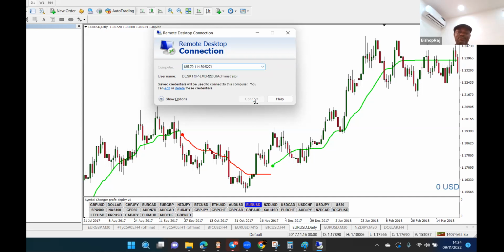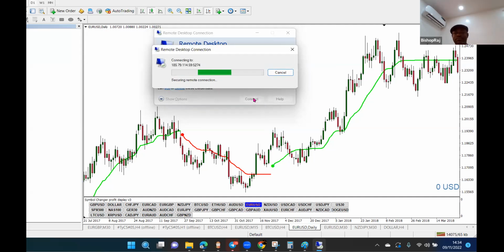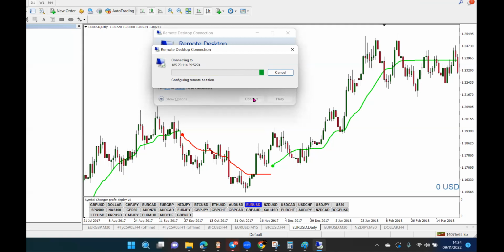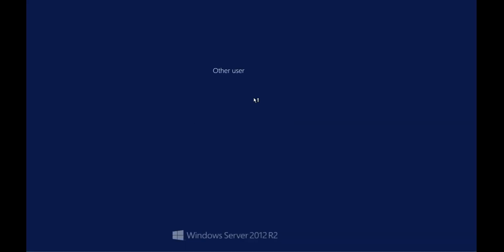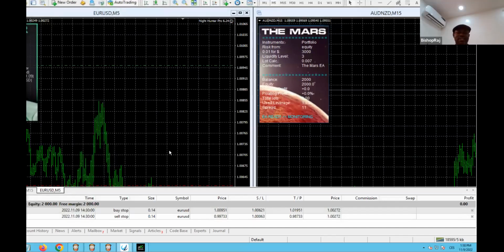So this is an example of a VPS. I'm logging into my VPS now. All right, so you can see I have about 5 MT4 instances in here, and 4 different robots running on them, trading and doing whatever. So quickly, I'll close this now.